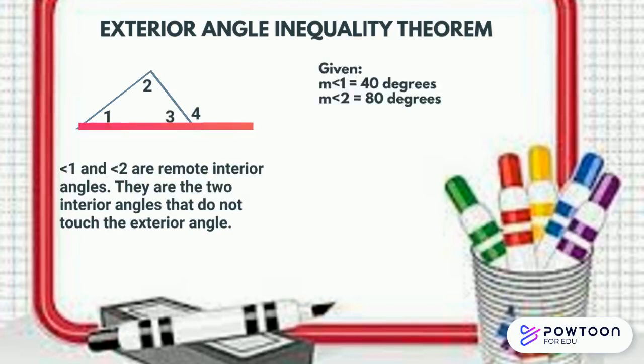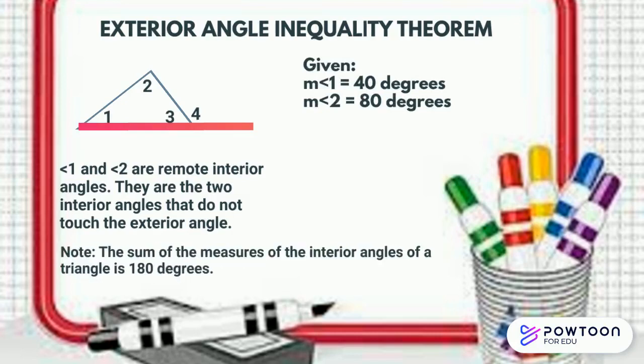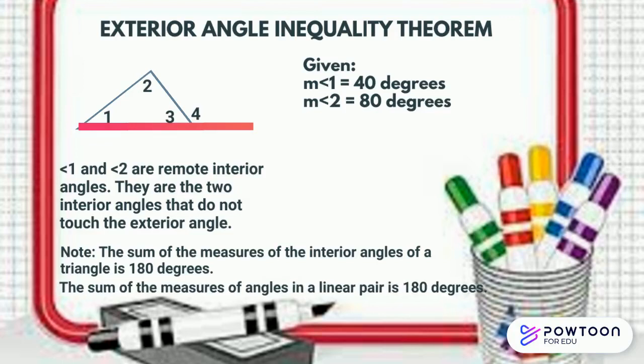Let us say the measure of angle 1 is equal to 40 degrees and the measure of angle 2 is equal to 80 degrees. Note that the sum of the measures of the interior angles of a triangle is 180 degrees, and the sum of the measures of the angles in a linear pair is 180 degrees. Therefore, what is the measure of angle 3? The measure of angle 3 is 60 degrees.